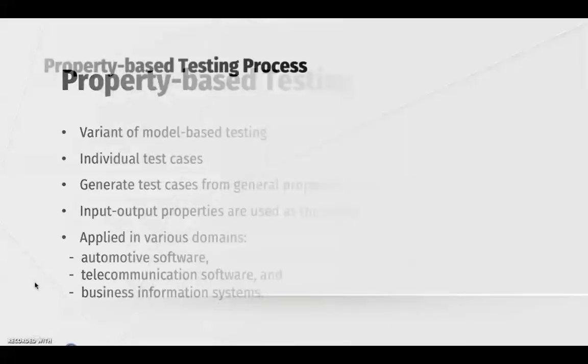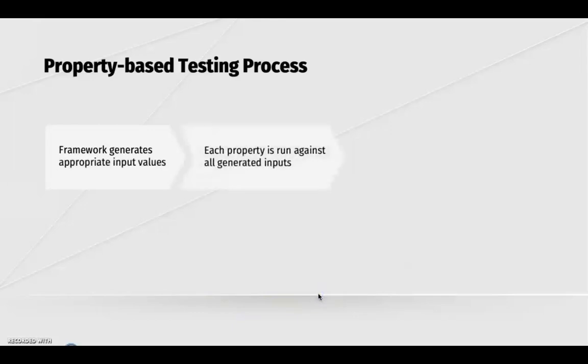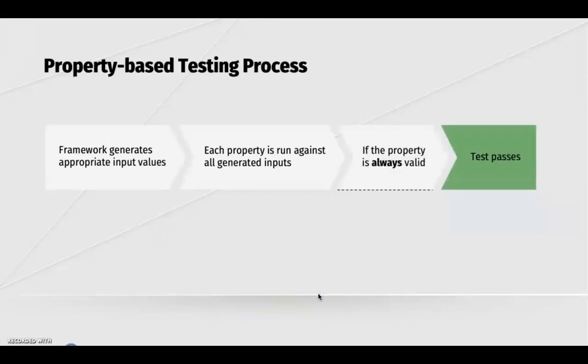The process of property-based testing is that initially the framework starts generating appropriate input values. Then each property is run against all of those generated inputs. If the property is always valid, the test passes. But even if in just one case the property is not valid, the test fails. Therefore, it is necessary to note that the property has to be always valid for the test to pass.